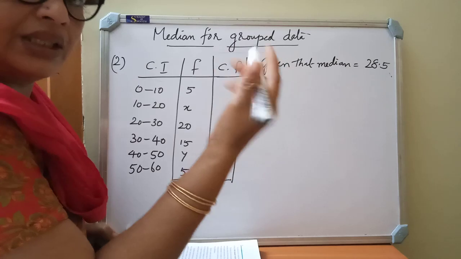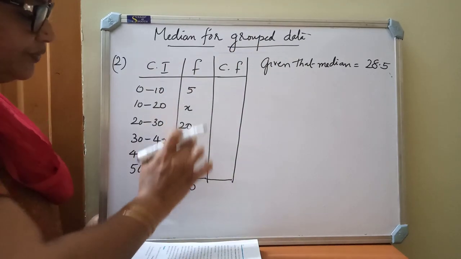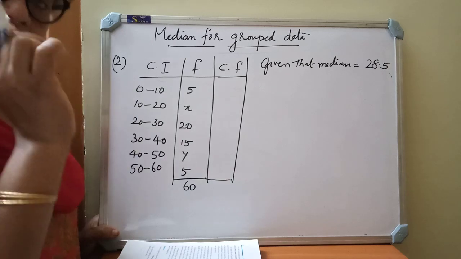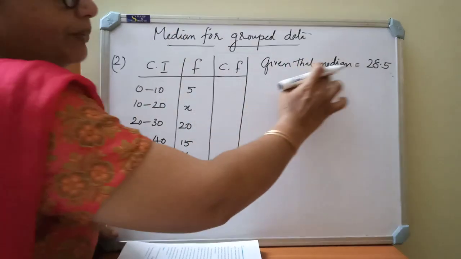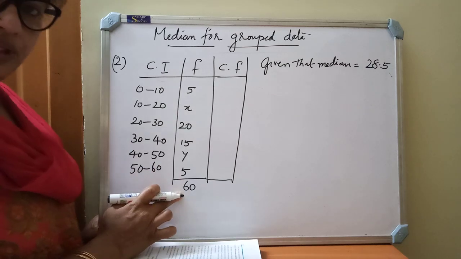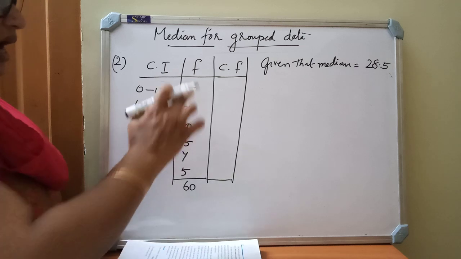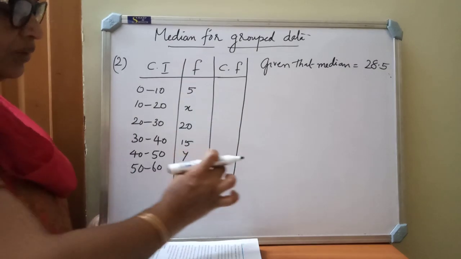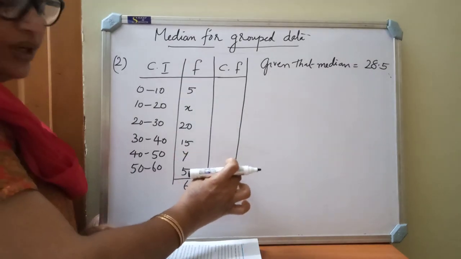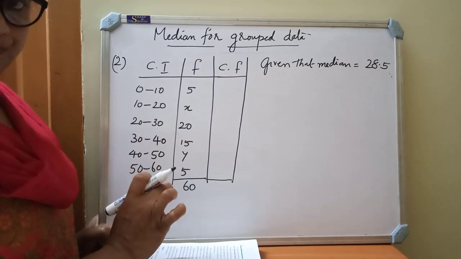There they are given all the frequency values. But here, missing frequencies they ask you to find out. In that case, they are given the median data first. And the total frequency also they are given, that is 60. So I told you, after finding the cumulative frequency, whatever the last cumulative frequency value coming, that is equal to the total frequency. Isn't it?